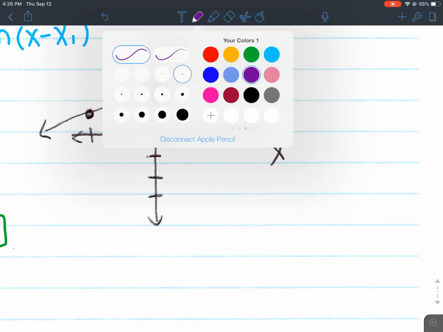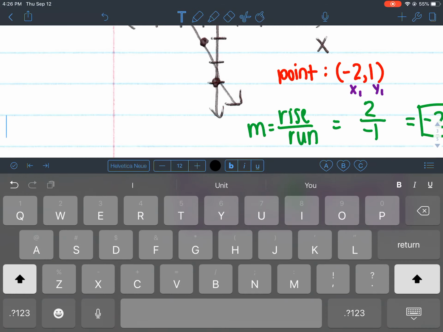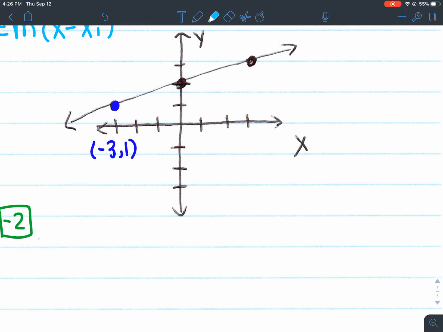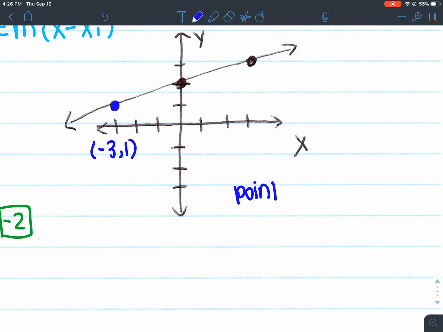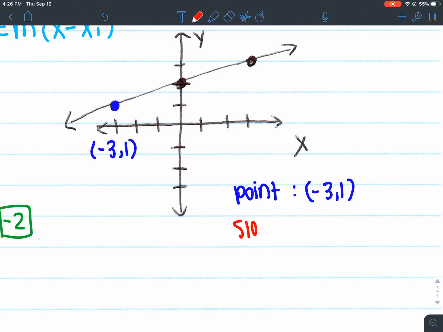All right, and this last one is very similar. So again, I'm just going to go ahead and pick a point. I'm going to pick this one over here. That is the point -3, +1. And so I'm going to go ahead and find my slope now. So my point is going to be negative 3, 1. Let's find our slope, which is m, and we're going to use rise over run to do that.